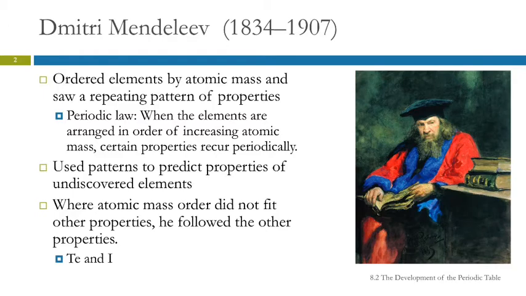He was looking for patterns in the elements. And so a number of elements had been discovered, but basically things weren't very organized. So he was looking for patterns. He ordered the elements by atomic mass and observed that there were repeating patterns when you ordered them that way. And so the periodic law is that when elements are arranged in order of increasing atomic mass, certain properties recur periodically. And so he used those patterns to predict the properties of undiscovered elements.